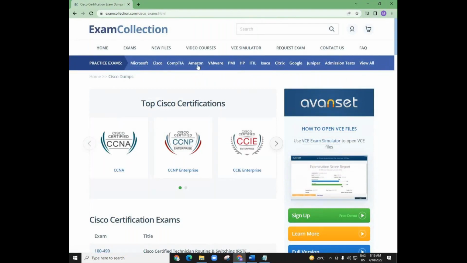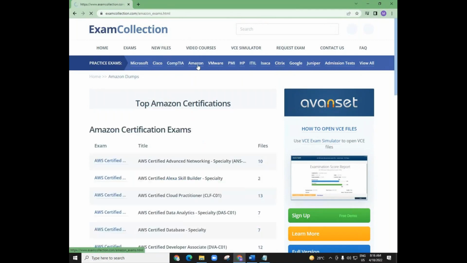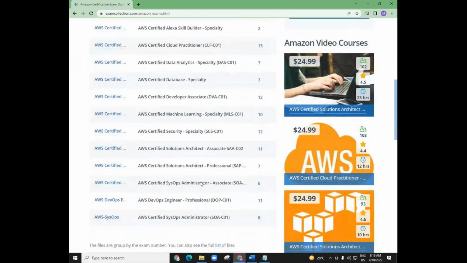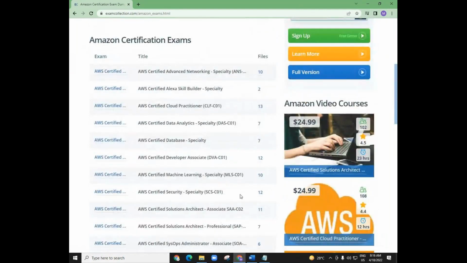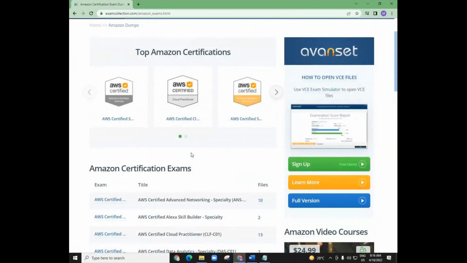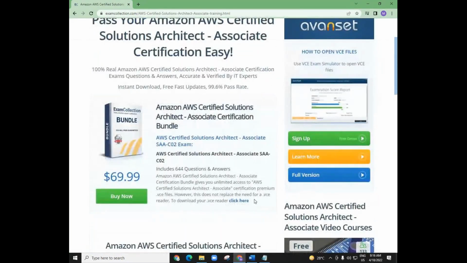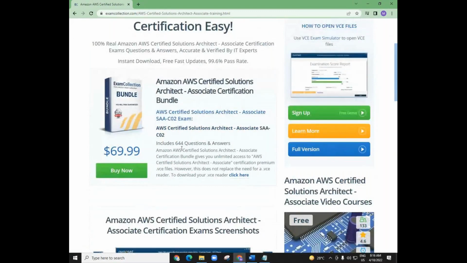Now let us go to Amazon here. They also have many certifications. You can see these are the certifications provided by Microsoft, and these are provided by Amazon. So which certification are we planning to attempt? We are planning to go with AWS Certified Solutions Architect, right? So just go to this exam. Okay, we have 644 questions and answers. That is huge actually.